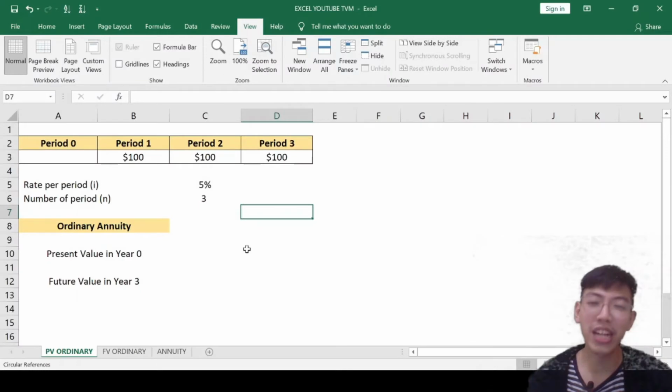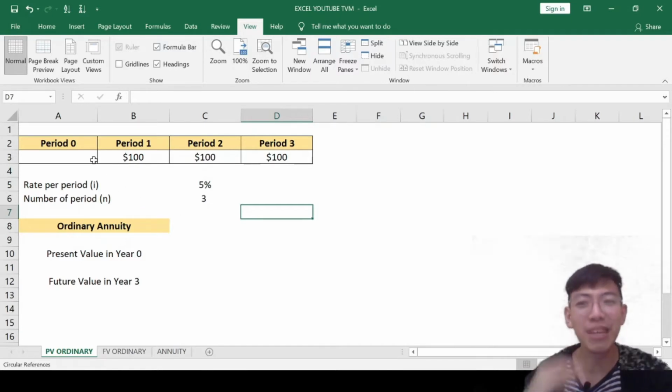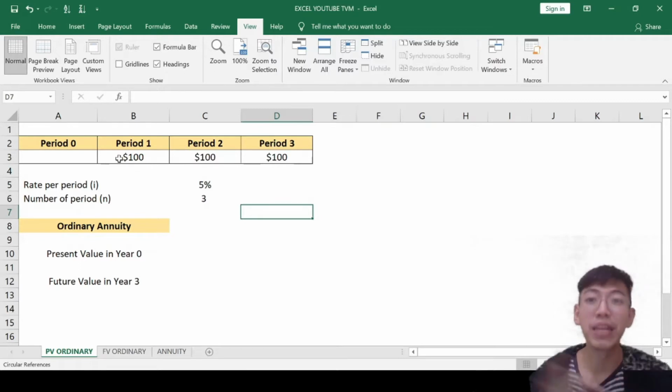Let's open Microsoft Excel and try to find the answer to the previous question in this video using Microsoft Excel. So, let's make this table: period 0, period 1, period 2, and also period 3. Each 100, 100, and also 100. The interest rate is 5% per period, and the number of periods is 3. Period 1, period 2, and also period 3. Because it starts from period 1, it is an ordinary annuity.